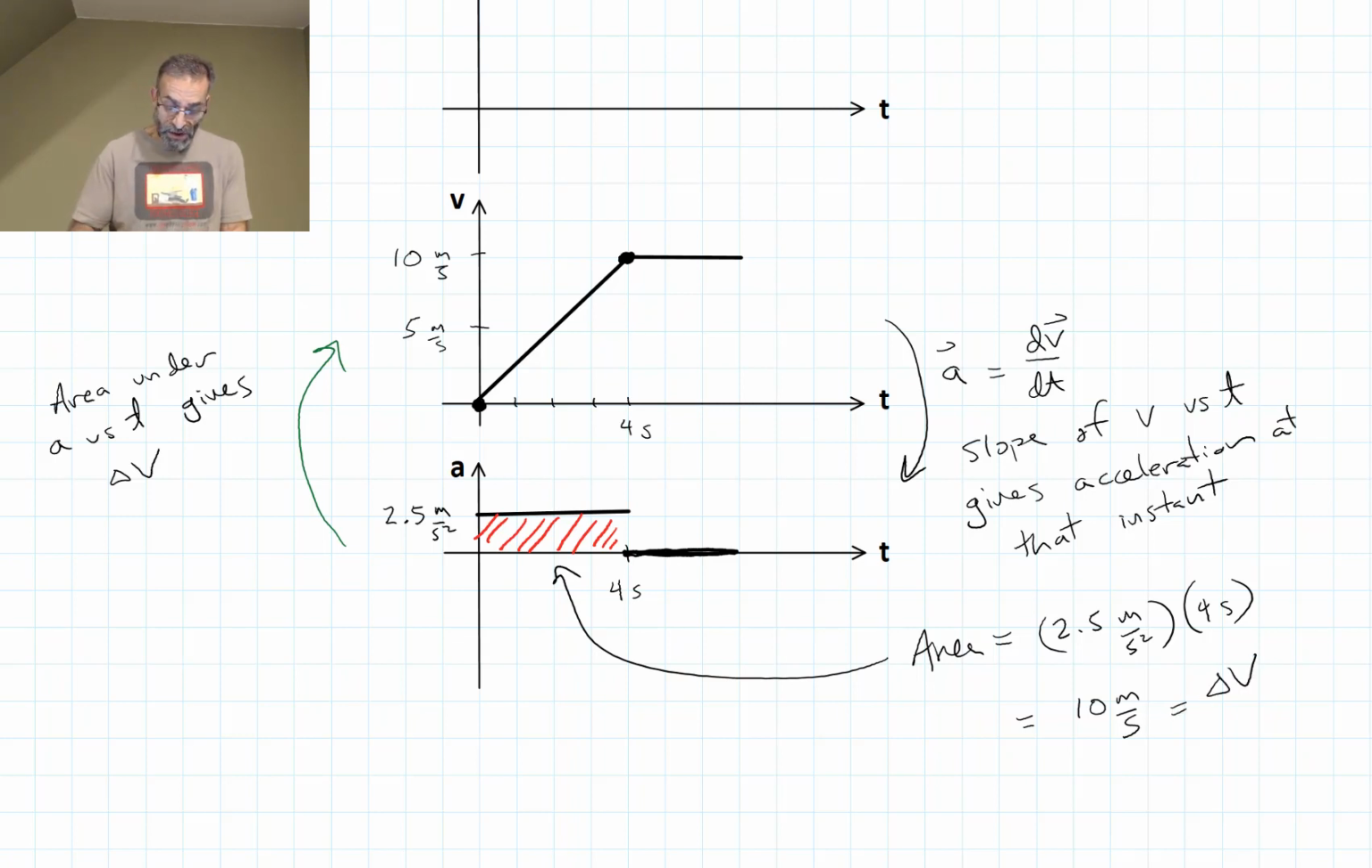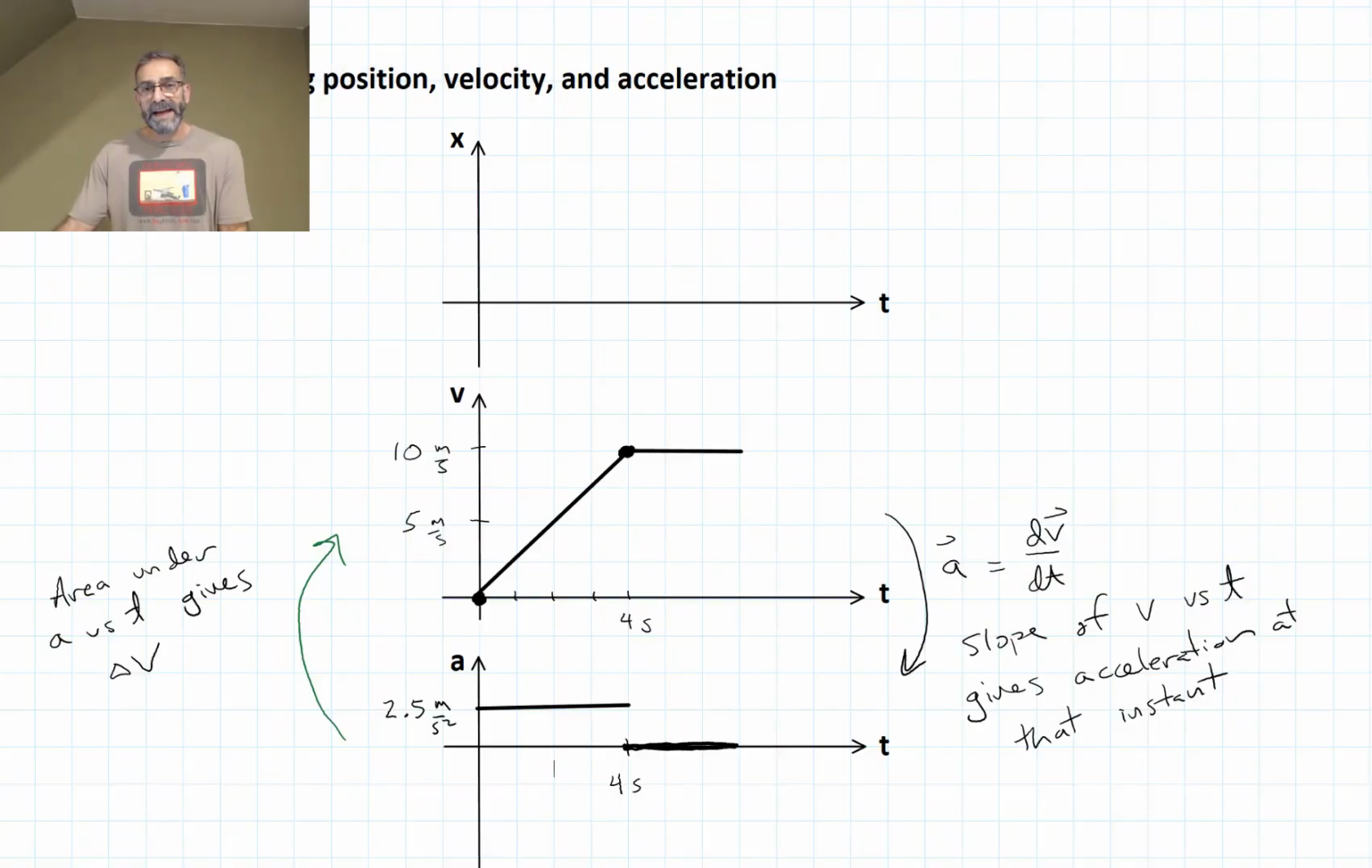And we know we started at 0. So we have to end up at 10 meters per second velocity after 4 seconds. Now see if you can draw position versus time given this velocity versus time curve. Do we have all the information?